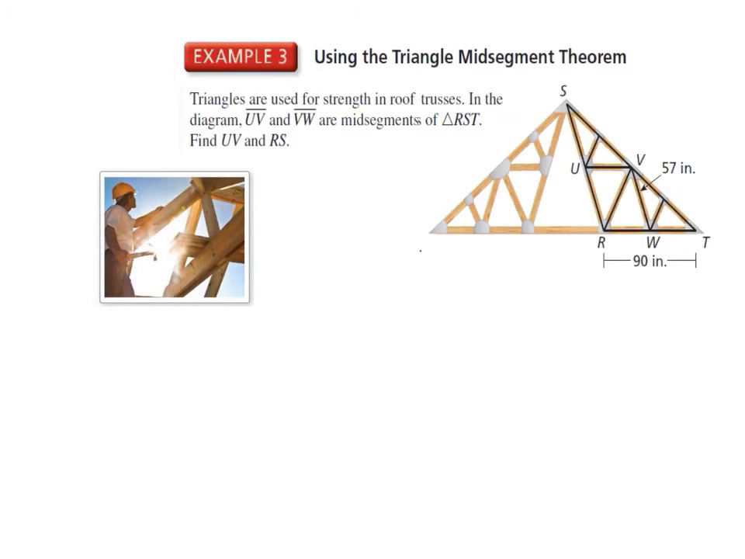Alright, so let's use this triangle midsegment theorem to try example 3, where triangles are used for strength in roof trusses. In the diagram, segments UV and VW are midsegments of triangle RST. So find the length of UV and the length of RS.